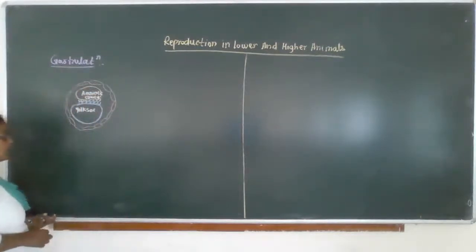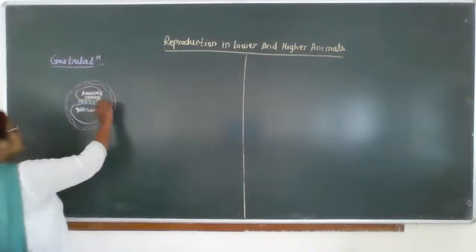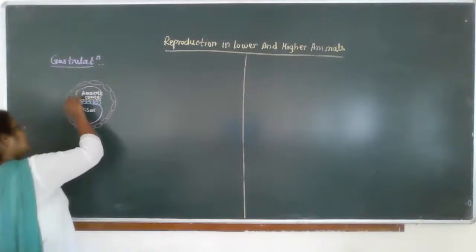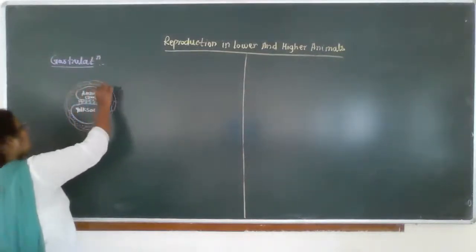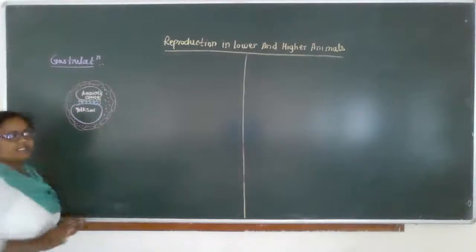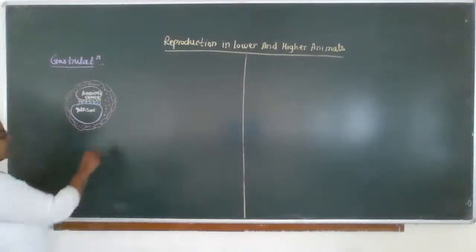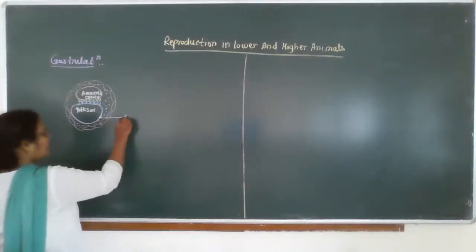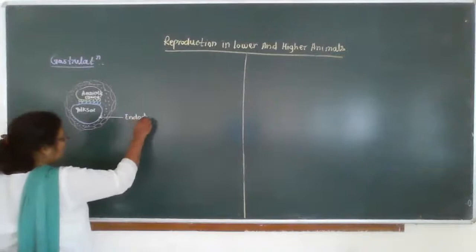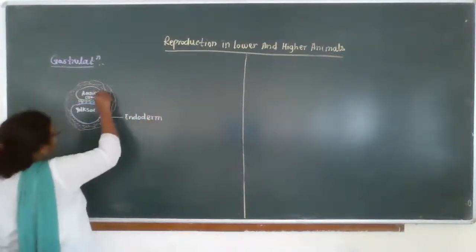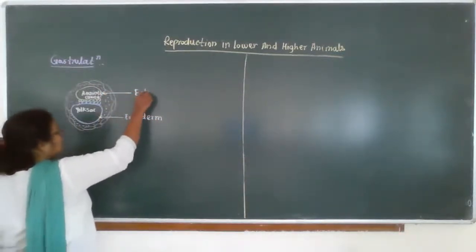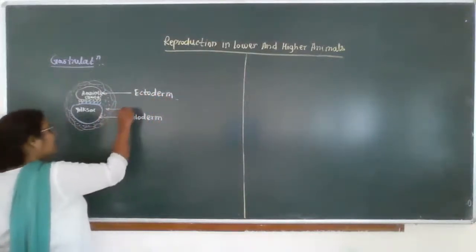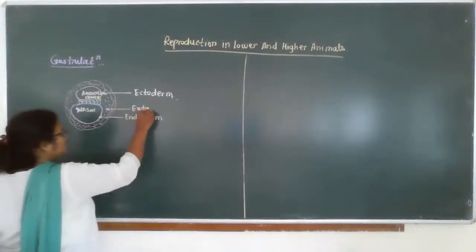Okay. Now, the next point. From this hypoblast cell, the extra embryonic mesoderm gets formed or synthesized. Here the extra embryonic mesoderm gets synthesized. Now, as you know, this is the endoderm. Here is the ectoderm. Now I am saying it is an extra embryonic mesoderm.